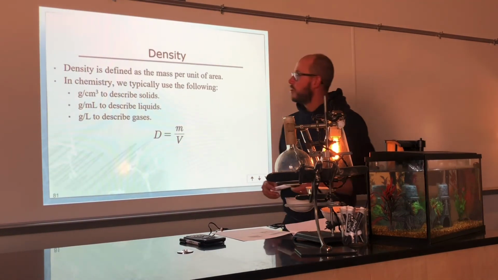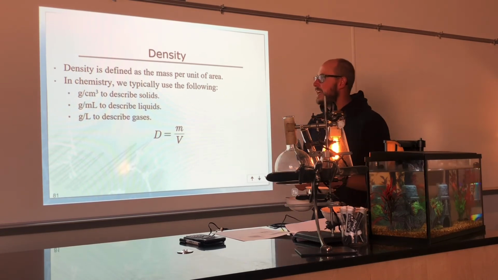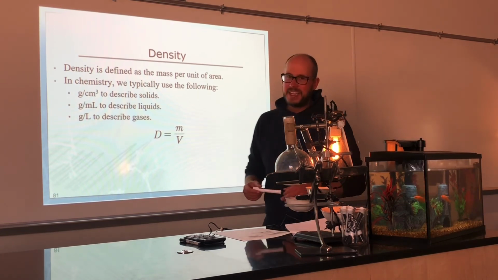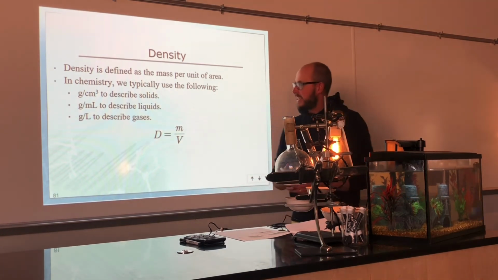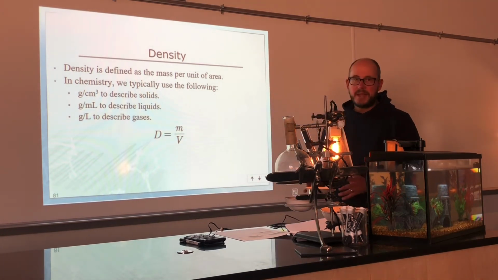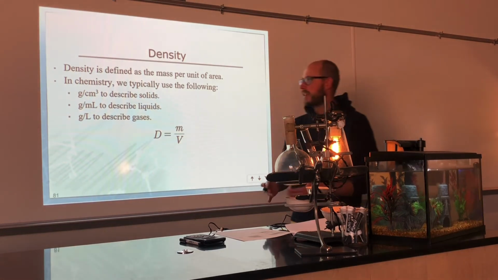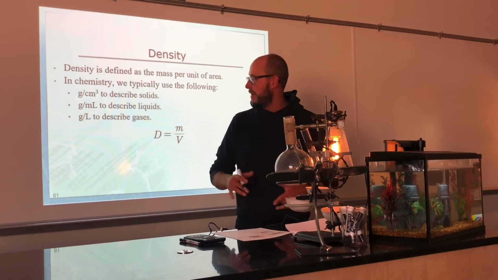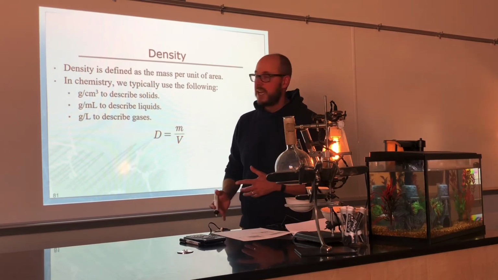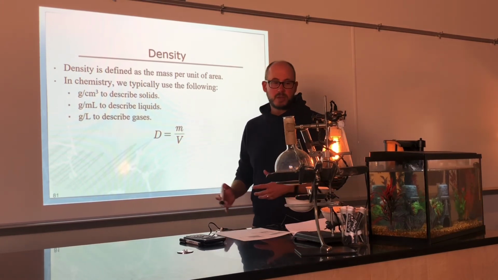The other calculation that we use quite frequently is density. Density is defined as the mass per unit of volume. In chemistry, density depends on what we are describing. Typically, grams per cubic centimeter is used to describe solids. Grams per milliliter is used to describe liquids, and grams per liter is used to describe gases.